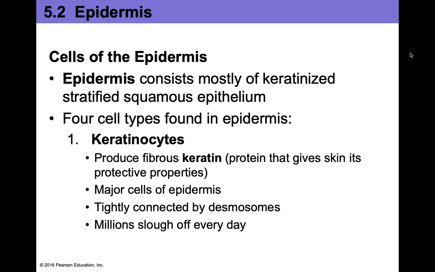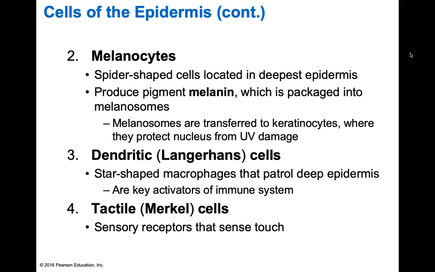So, cells of the epidermis. Epidermis consists mostly of keratinized, stratified, squamous epithelium. There are 4 different types of cells that are going to be found within all of our epidermal layers. The keratinocytes are going to be first. They produce fibrous keratin, which is a protein that helps to give skin its protective properties. It's the major cell in the epidermis, the most abundant. It's tightly connected by desmosomes, which help to resist tension. And millions of them slough off every day, about 50,000 per minute or something. It's a very high number, and that's really gross to think about.